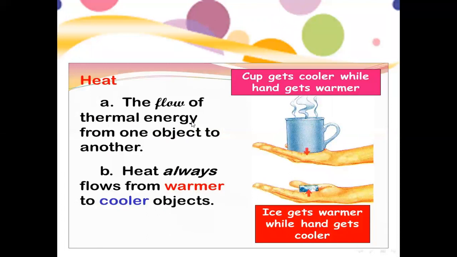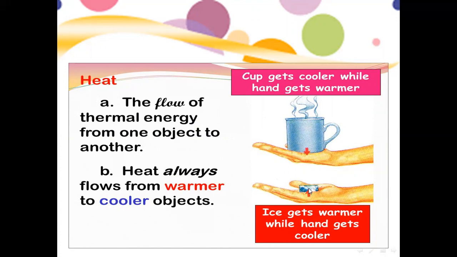Heat is the flow of thermal energy from one object to another. If you hold one cup of hot tea, after some time the cup gets cooler while your hand gets warmer. And if you put an ice cube on your hand, after some time the ice starts melting and gets warmer while your hand gets cooler. So heat always flows from a warmer to a cooler object.